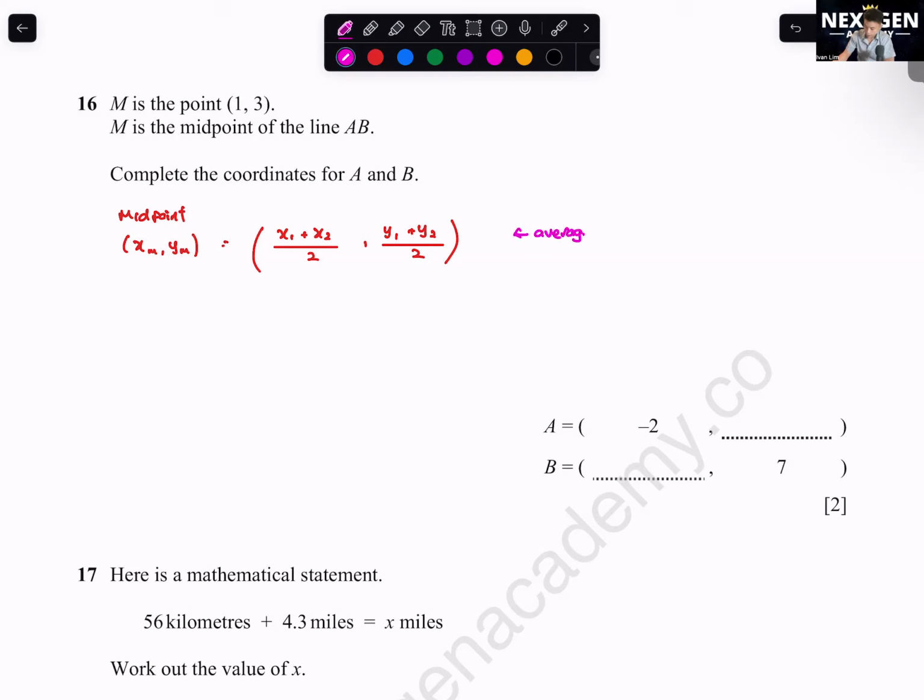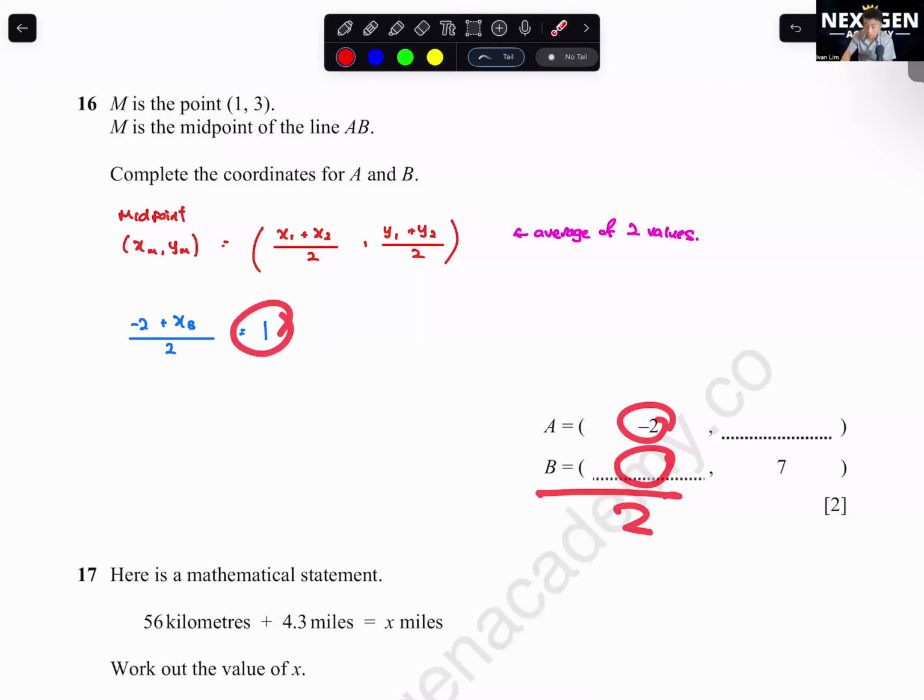Now, how do we put this into the formula here? The midpoint that they give us is (1, 3). You separate it. You don't have to do it all together at once. Let's do the x first. So x is x1 plus x2 divided by 2. We have the x1 here. Let's call A the first point. We don't have x2, so we put it like this: minus 2 plus xB over 2 equals 1.